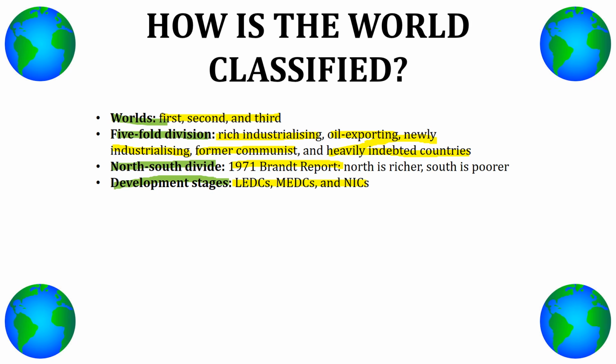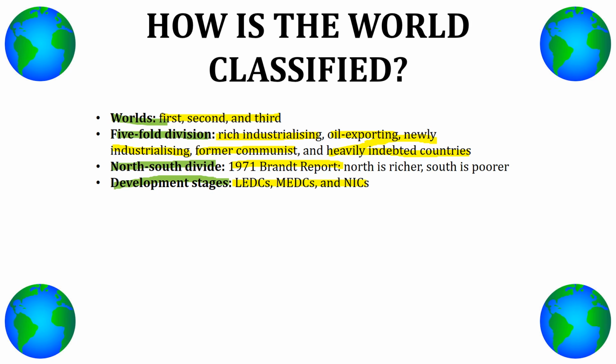This was stated in the 1971 Brandt Report, which basically stated that the north of the world is richer and the south is poorer, which generally is true. But when you do think about it, above the equator, you've got countries like the USA, the UK, Spain, France, Germany, those developed countries. But then you do have countries such as Iraq and those sort of countries that are just around the equator, so it can be quite unreliable.